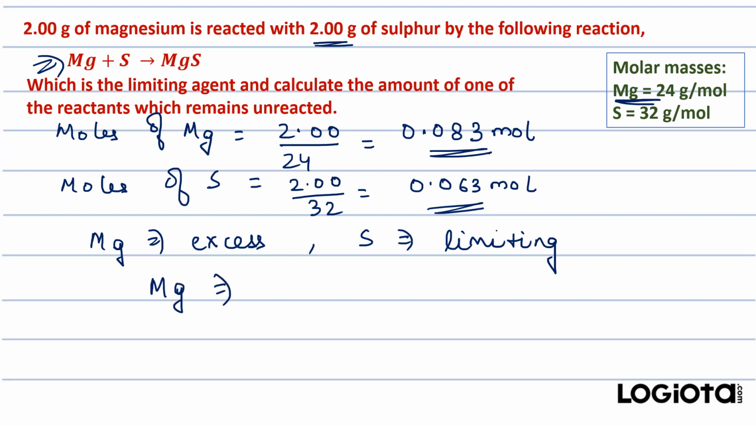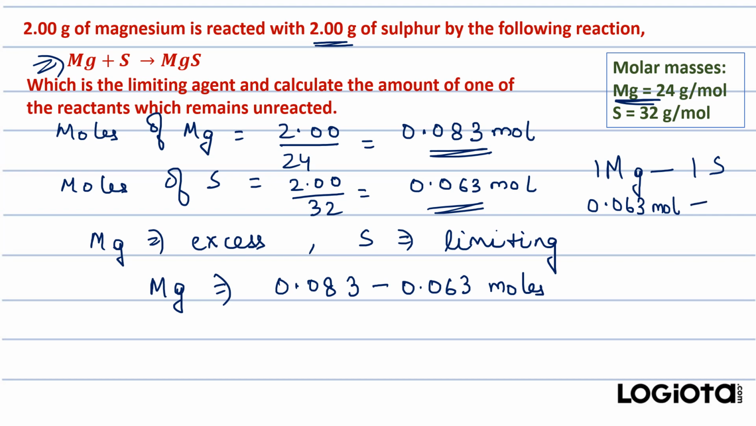Okay, so magnesium we have 0.083 moles, right? But we need 0.063 moles. Why? Because 1 mole of magnesium reacts with 1 mole of sulfur, right? So 0.063 moles of magnesium would react with 0.063 moles of sulfur, right? So that's why the moles of magnesium which is in excess can be calculated as 0.083 minus 0.063 moles. After calculating this, we will get 0.02 moles. Okay, so this is the amount of magnesium which remains unreacted in this reaction.